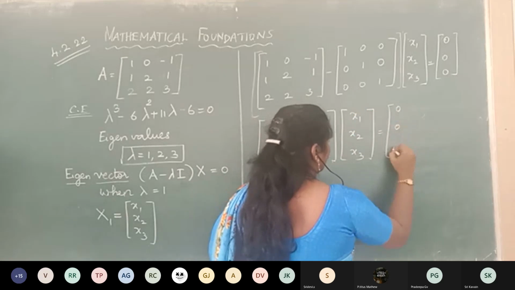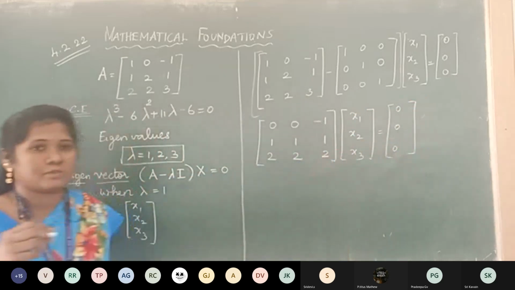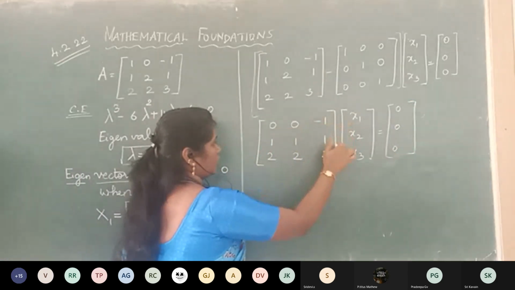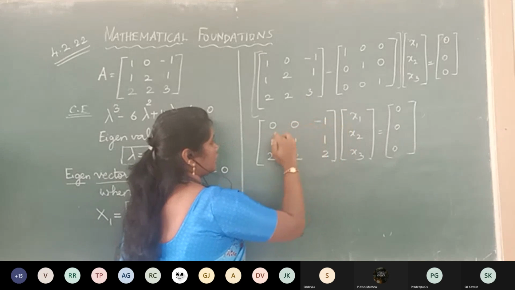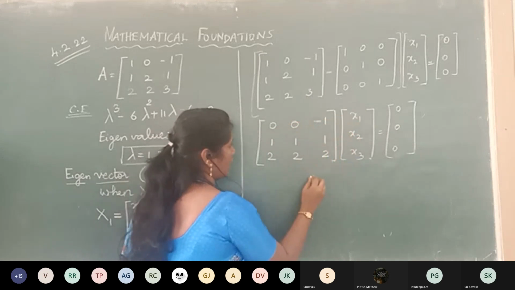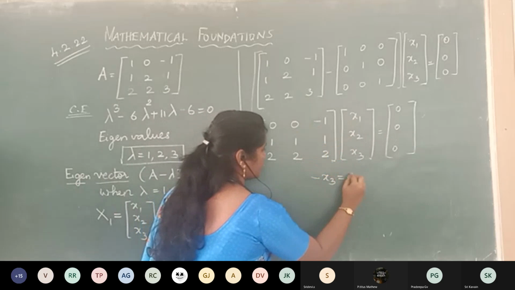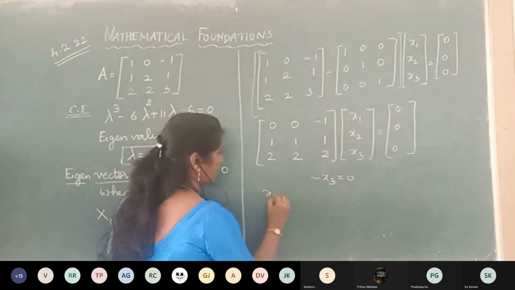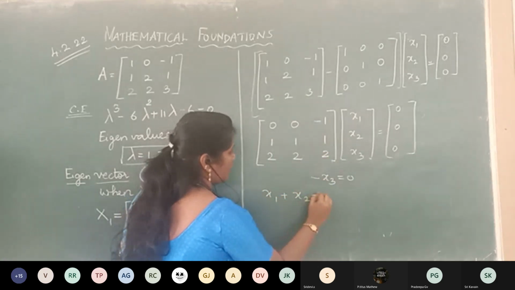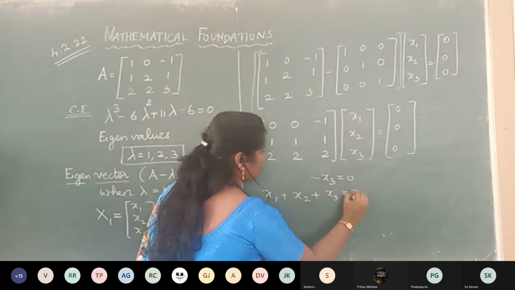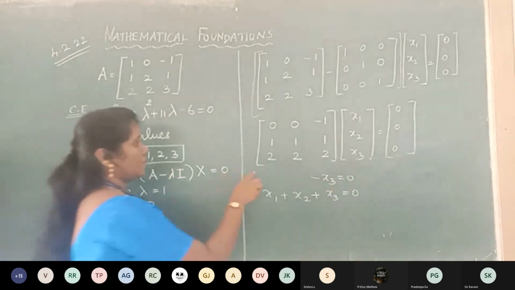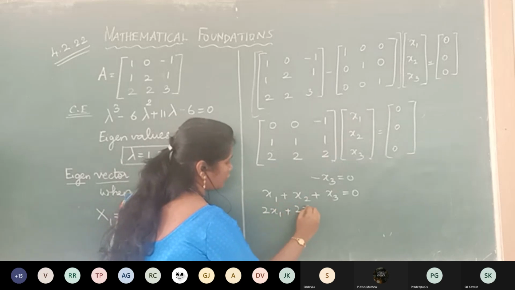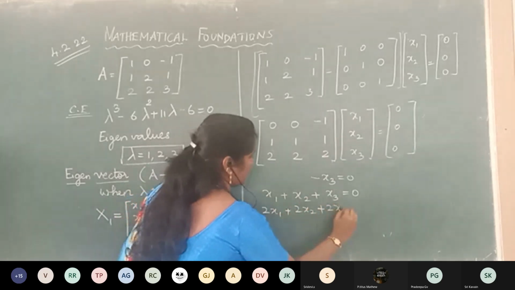Is equal to 0, 0. Okay. Now I will write it in equation format. So this will be row into column. When 0 multiplies with anything, it is 0. So you have minus x3 equal to 0. That will be the first equation. From your second row, x1 plus x2 plus x3 equal to 0, the second equation. From the third equation, it is 2x1 plus 2x2 plus 2x3 equal to 0.